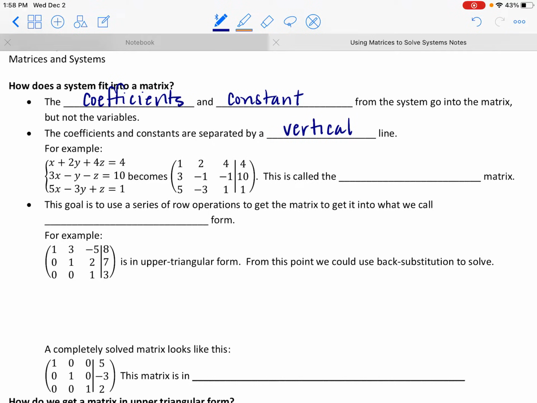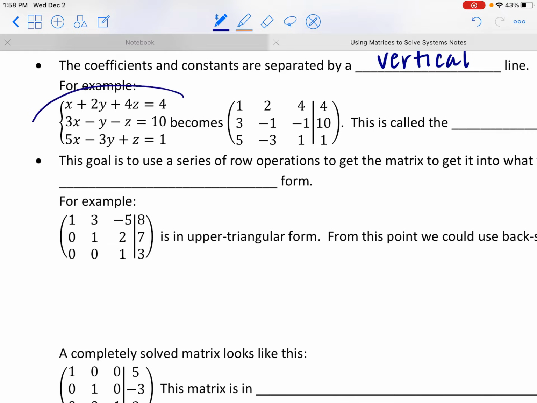So for example, if we were looking at this system, x plus 2y plus 4z equals 4, and so on, in a matrix form, if we got rid of the variables and replaced the equal signs with the vertical line, we would have 1, 2, 4, and then 4 here. Let's pretend that's a vertical line. Or 3, -1, -1, and 10, and 5, -3, 1, and 1.